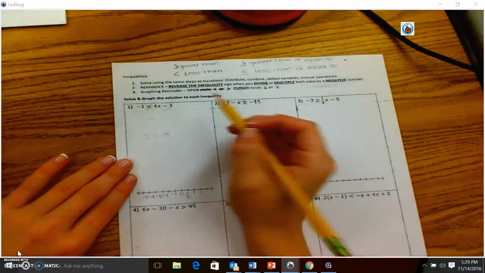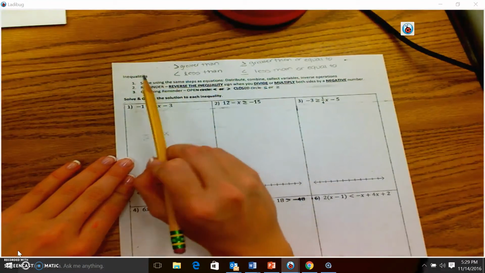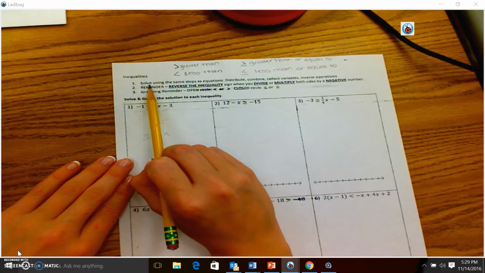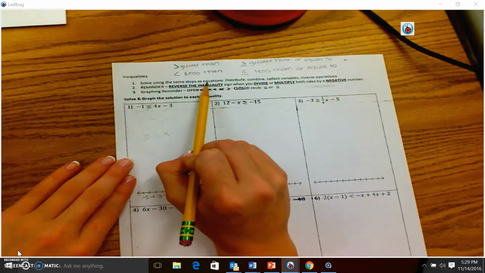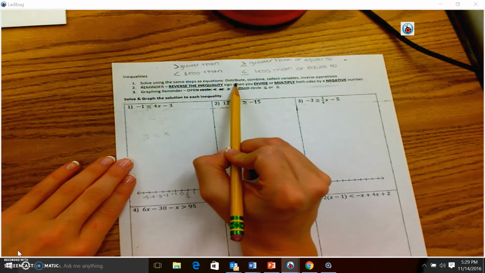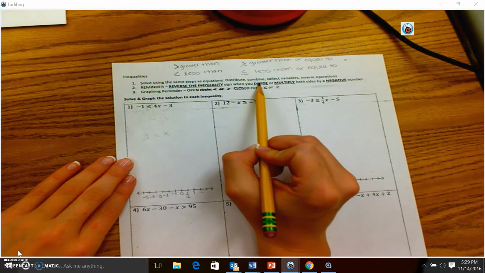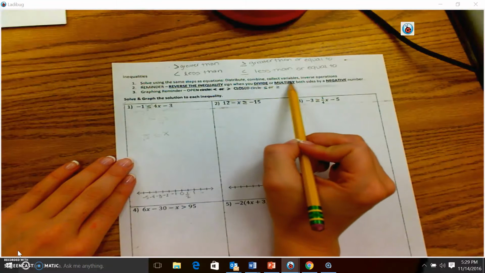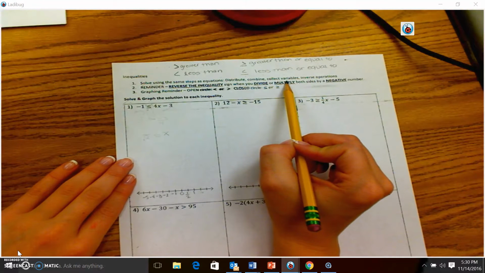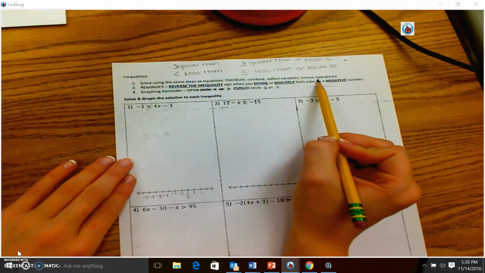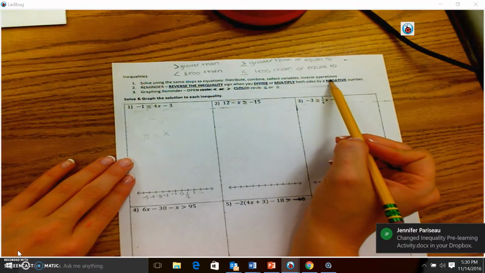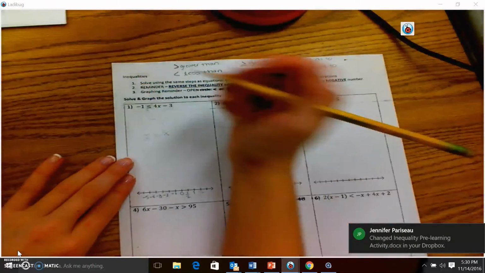All right, so now let's look at 1. The first step to solving inequalities is using the same steps as equations. So we look for distributive property first, then we combine like terms, then we collect variables on one side and constants on the other, and then we perform the inverse operations. So let's do that first step first.